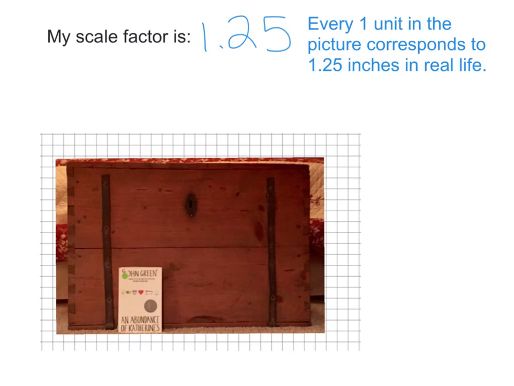So we determined our scale factor is 1.25. But what does that mean in the context of this problem? What it means is that for every 1 unit in the picture, it corresponds to 1.25 inches in real life. Again, because we were comparing units in the picture to inches in real life. So now we need to figure out the dimensions of the chest by counting units and using our scale factor.